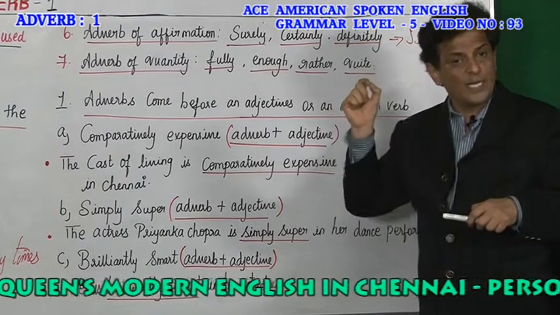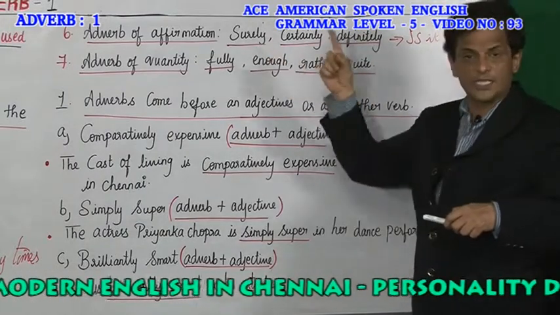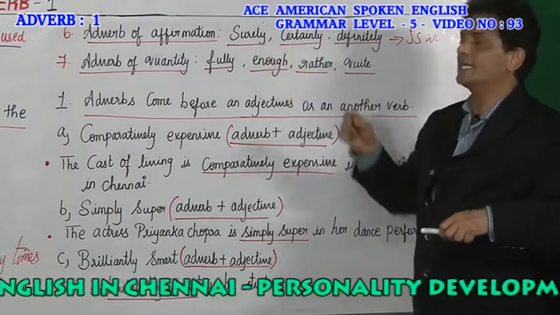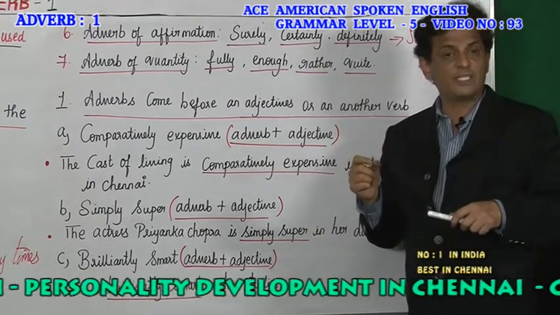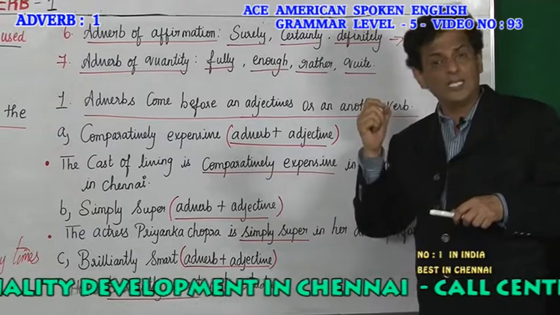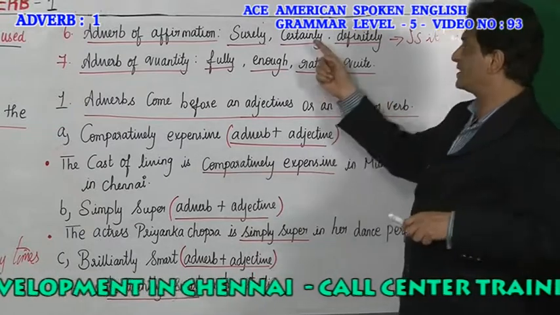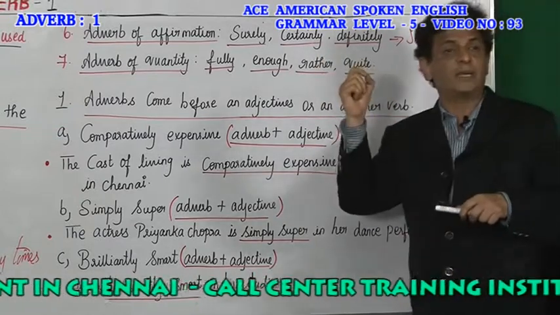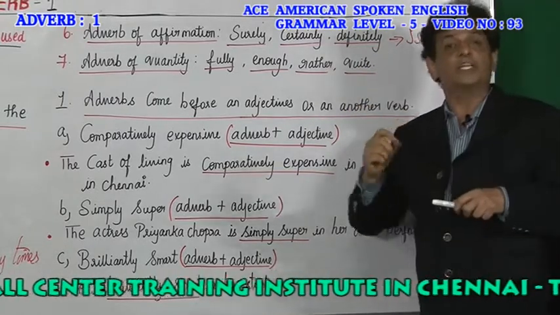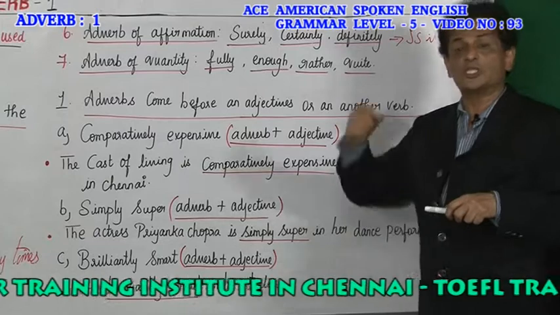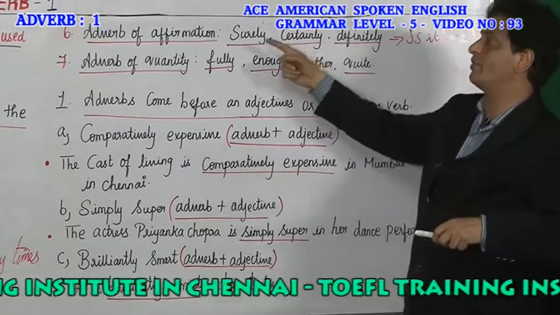Will he come? He comes. Will he come? Surely. Is it 100% true? Surely. This is adverb of affirmation. Certainly. He will speak. He speaks. Will he speak? Yes. Certainly. Certainly will become adverb of affirmation. Definitely. Will he come? Definitely he will come. So definitely becomes adverb of affirmation.